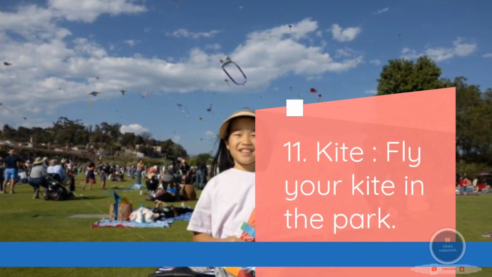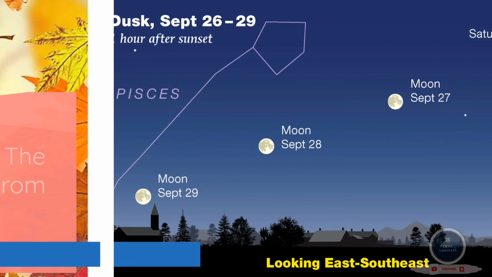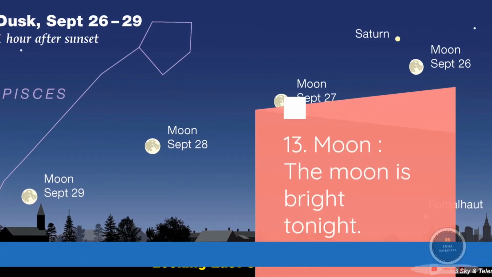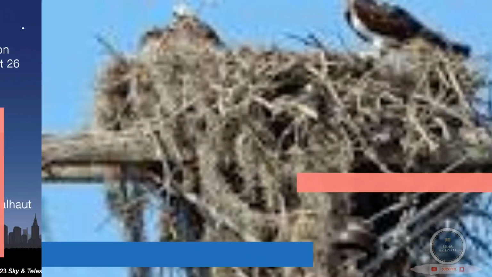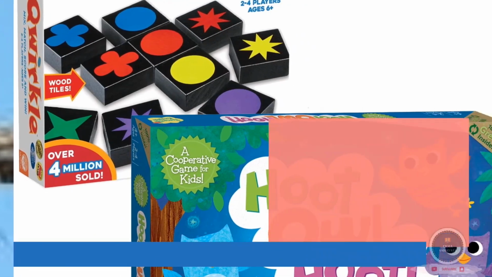10. Jump, I can jump high. 11. Kite, fly your kite in the park. 12. Leaf, the leaf fell from the tree. 13. Moon, the moon is bright tonight. 14. Nest, the bird made a nest.